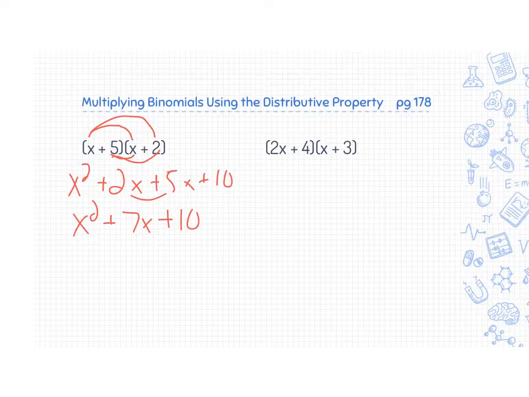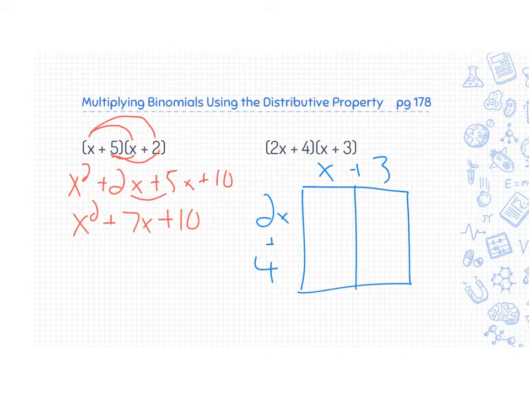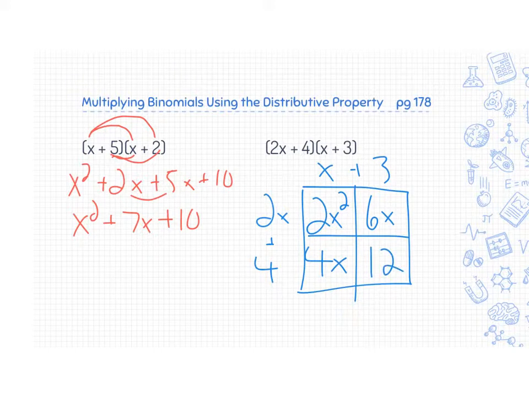Now for the second one, I'll do the box or area model. So I get 2x plus 4, and then x plus 3 across the top. Draw the box. And then 2x times x is 2x squared. 2x times 3 is 6x. 4 times x is 4x, and then 4 times 3 is 12.